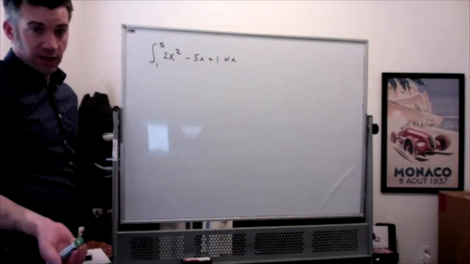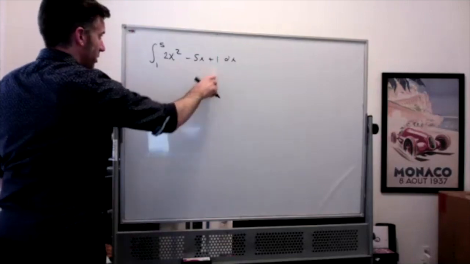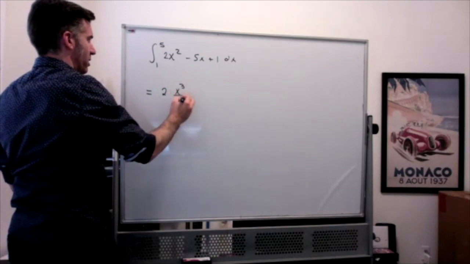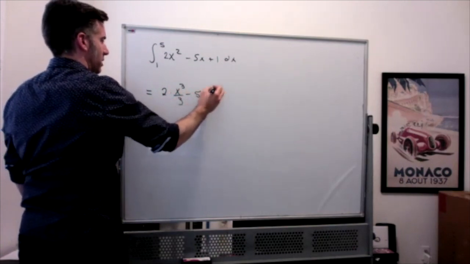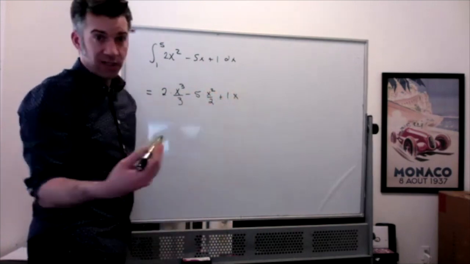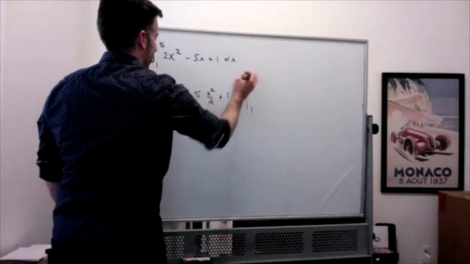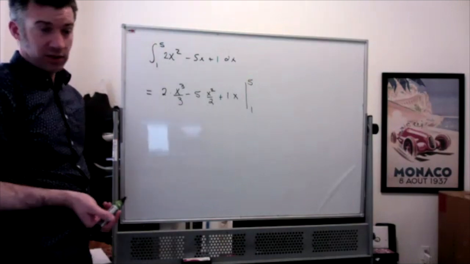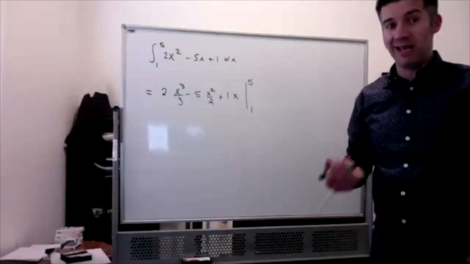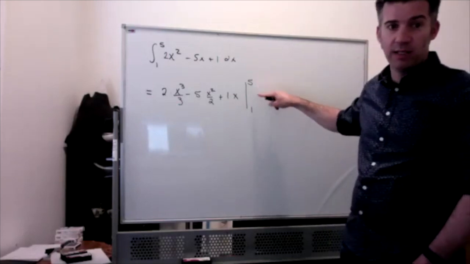What we're going to learn is that to calculate this, you can find the antiderivative of this function. The antiderivative is 2 times x cubed over 3 minus 5 times x squared over 2 plus 1 times x. You can also throw in a plus c, but you don't need it. Evaluated between 1 and 5. That's what the fundamental theorem of calculus says. If you want to find the area under a curve, you find the antiderivative of that curve and then plug in the higher value minus plugging in the lower value.